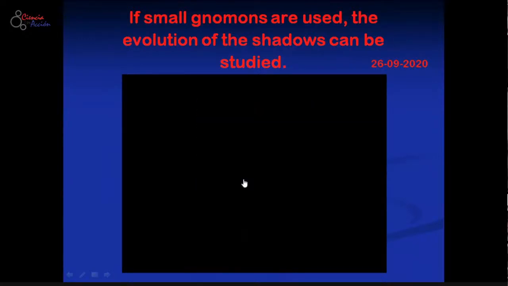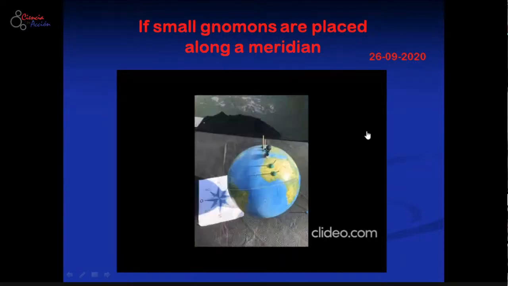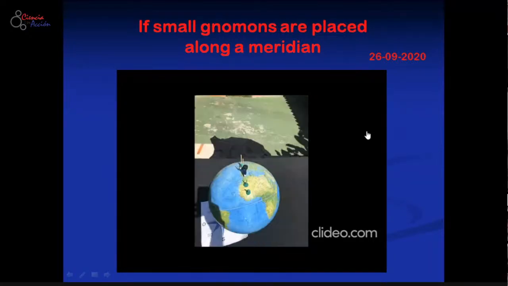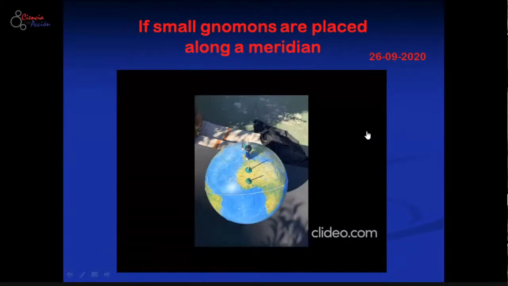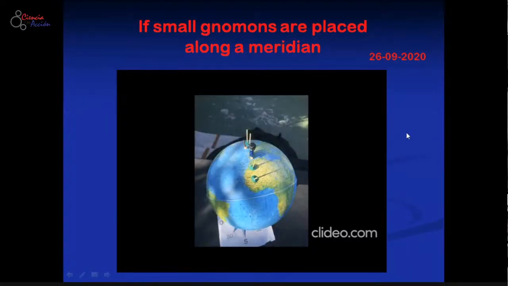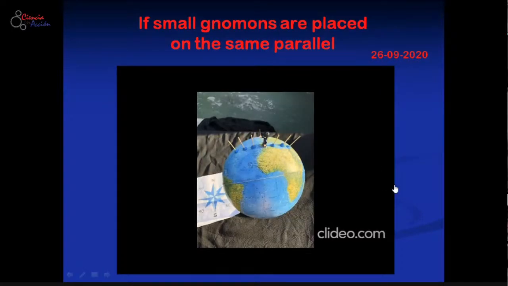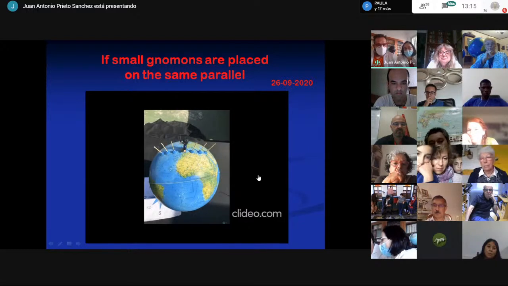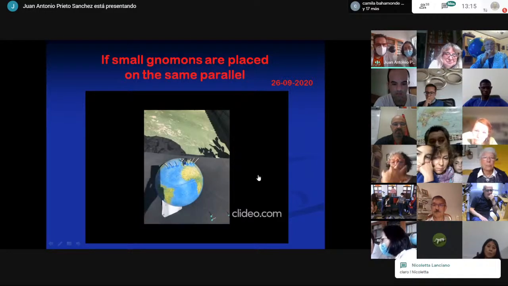We can see that on the parallel, the shadows move from east to north and then to west in the northern hemisphere. Here we show them in detail. First, in the meridian, they go from east to north to west in the northern hemisphere. In the southern hemisphere it would be east to south to west. And in the parallel, exactly the same. The shadows all have the same length, and they move from east to north to west in the northern hemisphere.